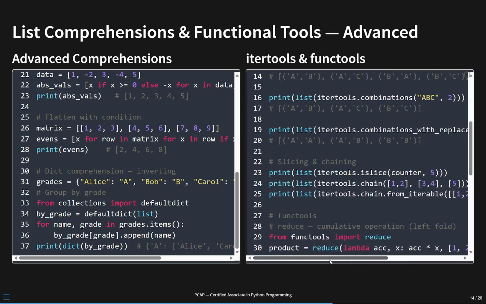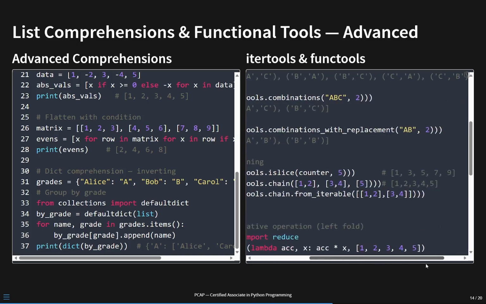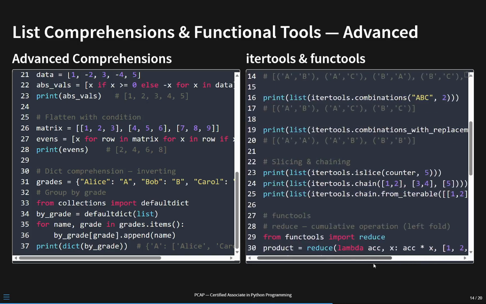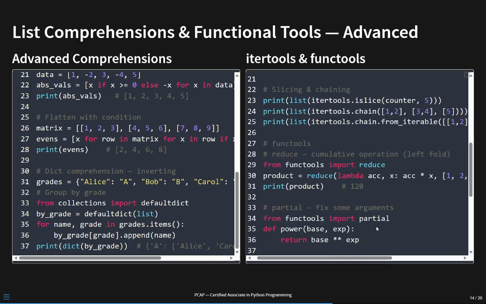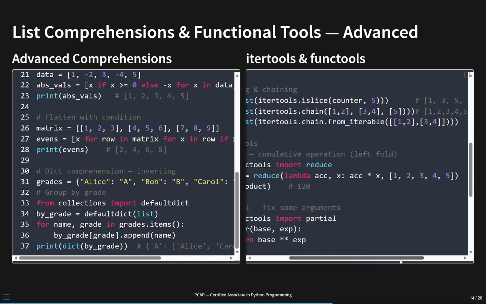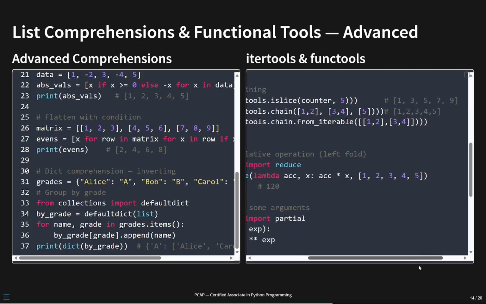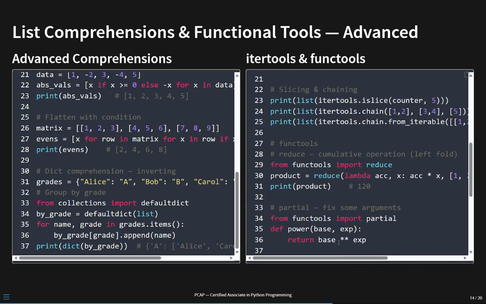islice slices an infinite iterator. islice(count(), 5) takes the first 5 from the count-up-forever counter. itertools.chain concatenates iterables. chain.from_iterable flattens one level of nesting.